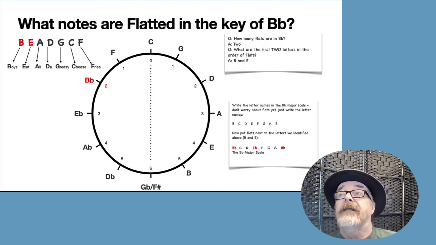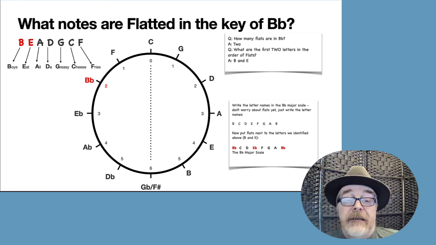So let's say, for instance, how many flats are in B flat? Well, 2, right? Look at our diagram. I've highlighted it for you. So what are the first 2 letters in the order of flats? Well, that would be B and E. So those are the letters that get flats next to them.